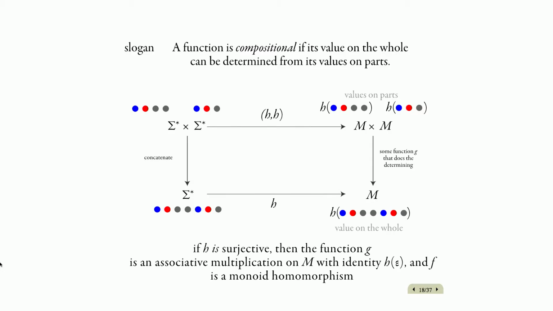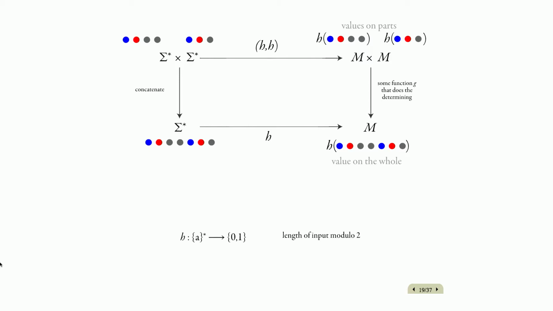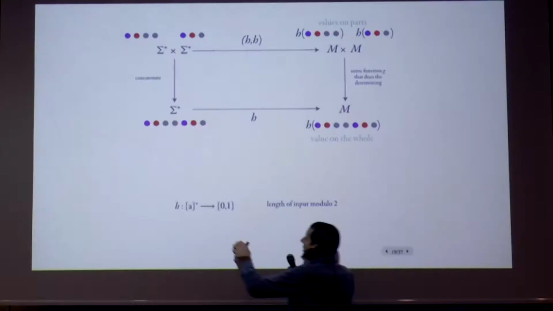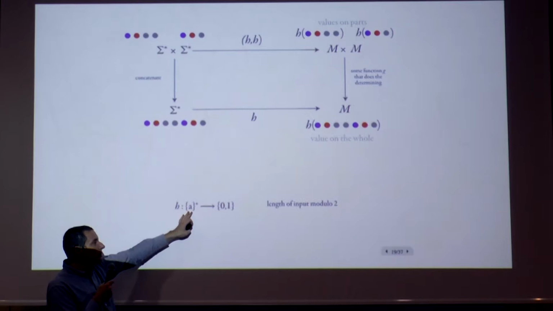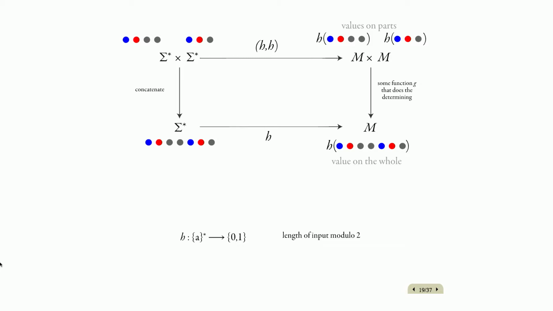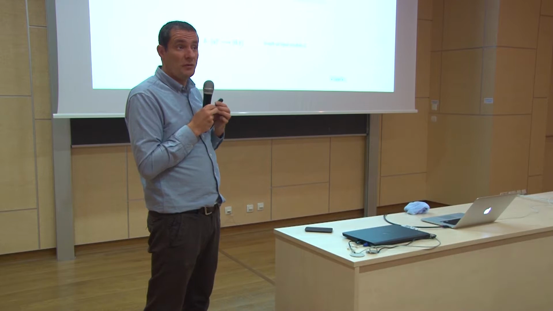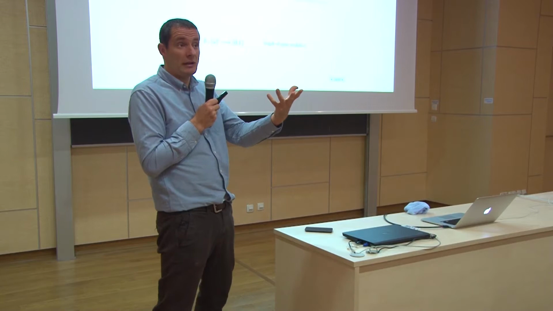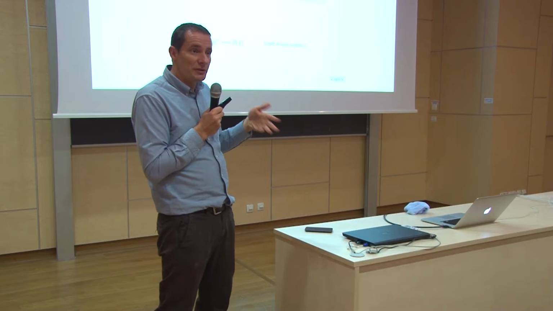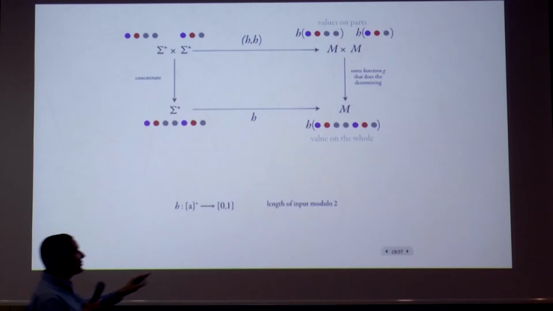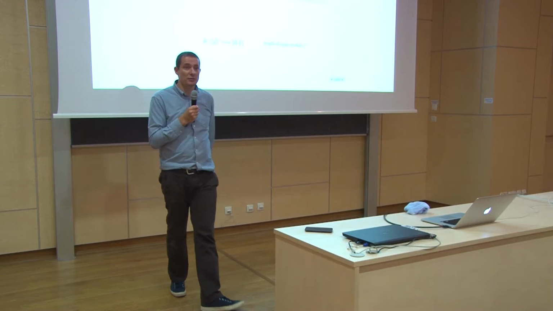So maybe let's give an example. Suppose that my input alphabet has one letter only, and I take the function H, which maps a word to its length modulo 2. Is this a compositional function? If you know the length modulo 2 of the first half and you know the length modulo 2 of the second half, then you know the length modulo 2 of the whole. And actually the determining is just by adding modulo 2. So that gives you a monoid structure here, which is the structure of the two element group.